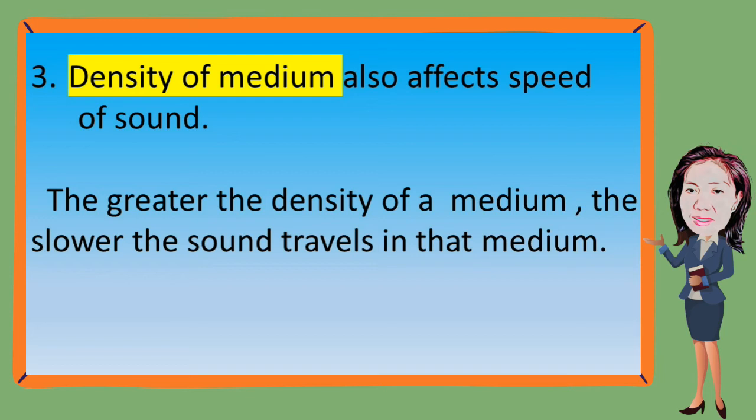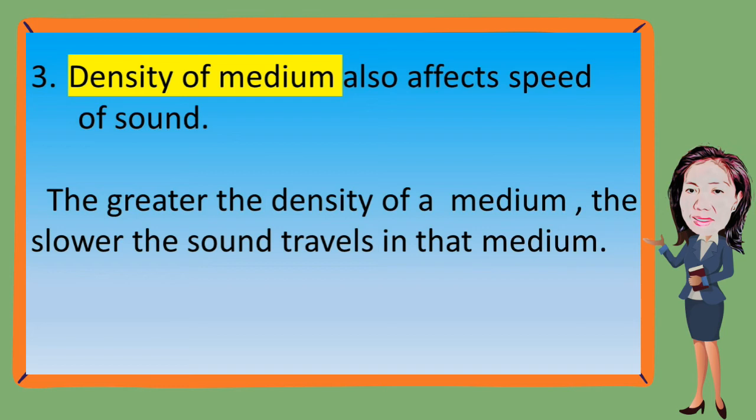So for example, between tap water and oil. For example, tap water and oil. Saan ba ang mas mabilis mag-travel ang sound? We all know that oil has a greater density. So, mas hinay ang iyahang pag-travel sa oil kasi denser ang medium na oil compared to pure water. So it is faster ang iyahang pag-travel kasi less dense.